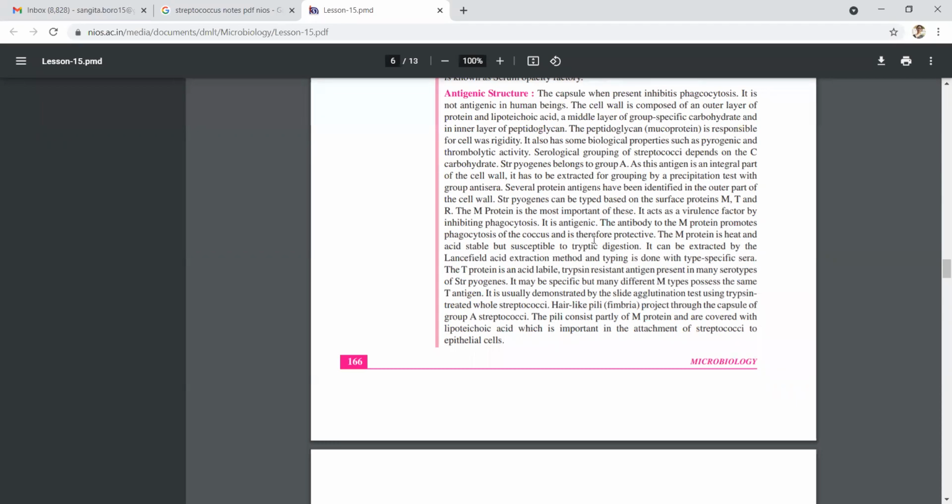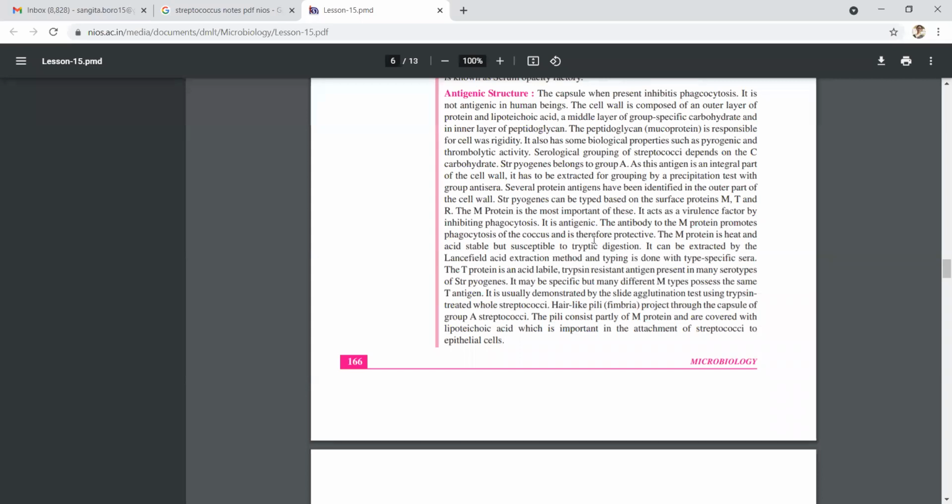The cell wall is composed of an outer layer of protein and lipoteichoic acid. A middle layer is present, which has a group-specific carbohydrate, and an inner layer of peptidoglycan. The peptidoglycan is responsible for the rigidity of the cell. It also has some biological properties such as pyrogenic and thrombolytic activity. Serological grouping of streptococci depends on the C carbohydrate, which I told you.